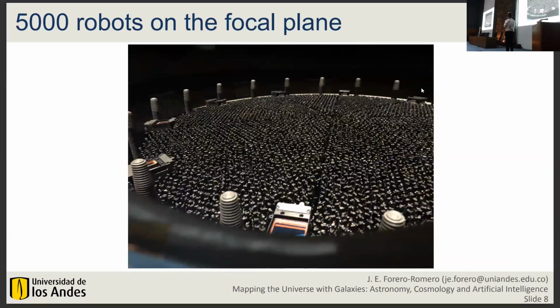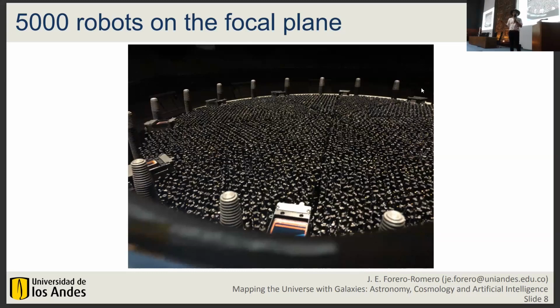This is the focal plane in DESI. Here you see small robots. Each robot has an optical fiber at its tip. What is happening now is that every time you take an exposure, every half an hour roughly, you move the robots and then you are taking light from different galaxies.